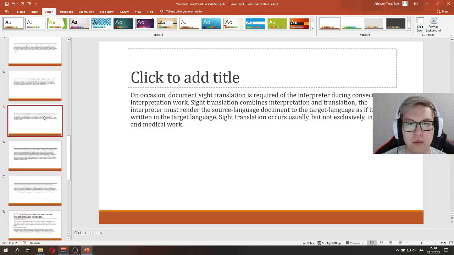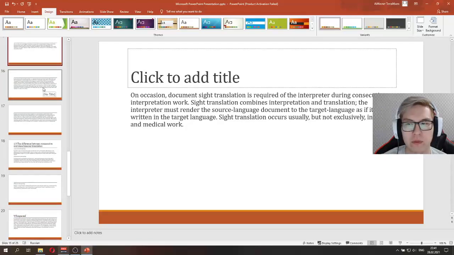On occasion, document side translation is required of the interpreter during consecutive interpretation work. Side translation combines interpretation and translation. The interpreter must render the source language document into the target language, as if it were written in the target language. Side translation occurs usually, but not exclusively, in judicial and medical work.